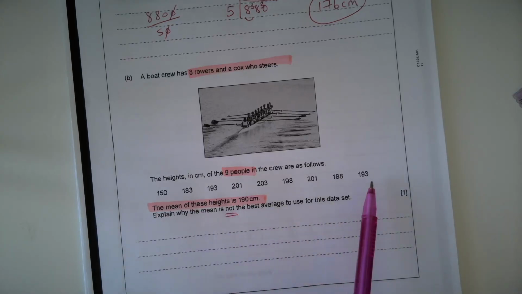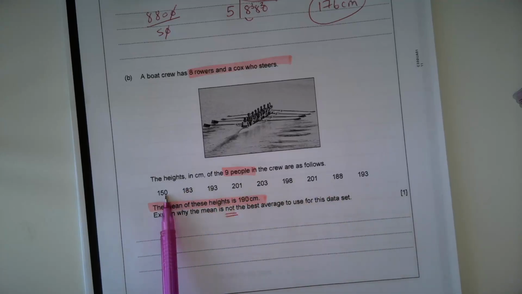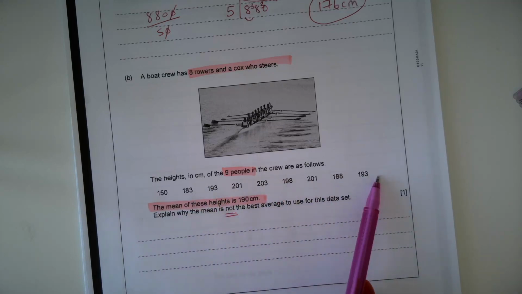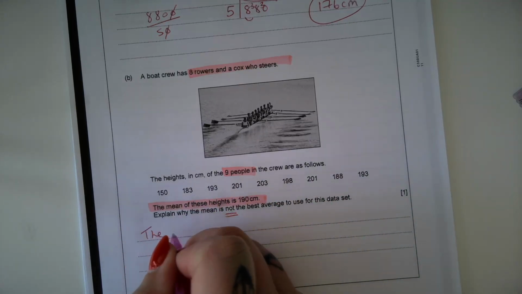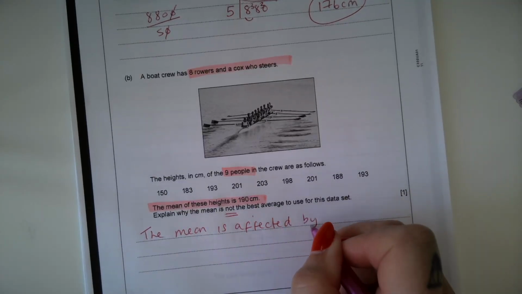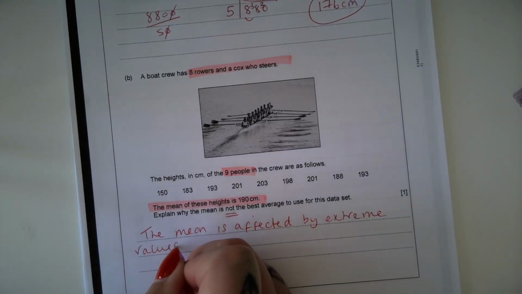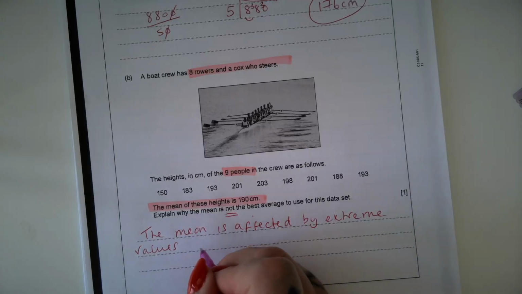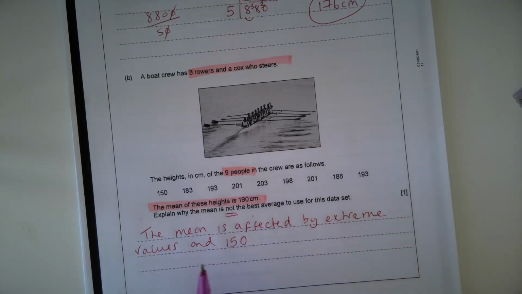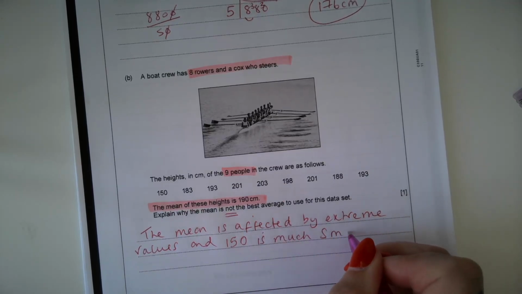So I'm going to look at this, and so we've got 193, 188, 200, 198, 203, 201. So all of these are quite big heights, but then 150 stands out for me, because 150 is a lot smaller than all of these heights. So I'm going to put that the mean is affected by, let's call them extreme values, outliers maybe, you might have heard that word. And the reason why I'm saying that is because 150 is much smaller than the others.